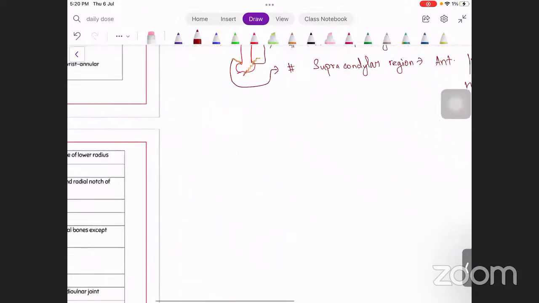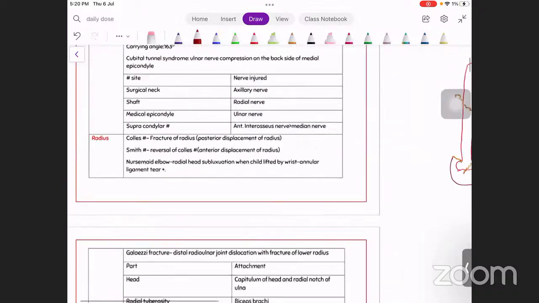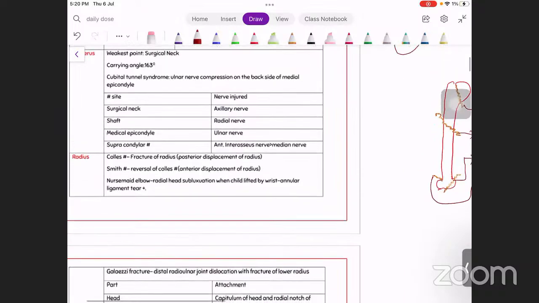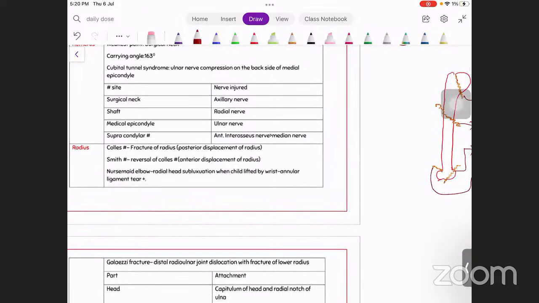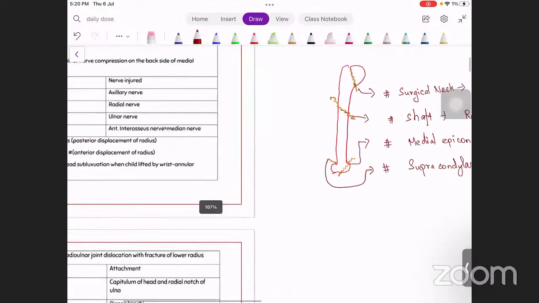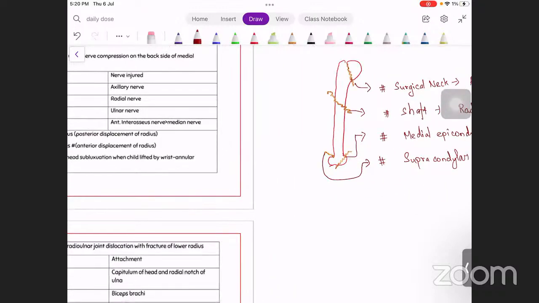Now we talk about the radius. Speaking about the radius, we are having only the clinical part, which is very, very important. In the clinical part, we are having a Colles fracture, a Smith fracture, and a nursemaid elbow. Okay, Colles, Smith, and nursemaid elbow. So what is a Colles fracture? Fracture on the distal segment of your radius. Okay, fracture of the distal radius will cause a Colles fracture.